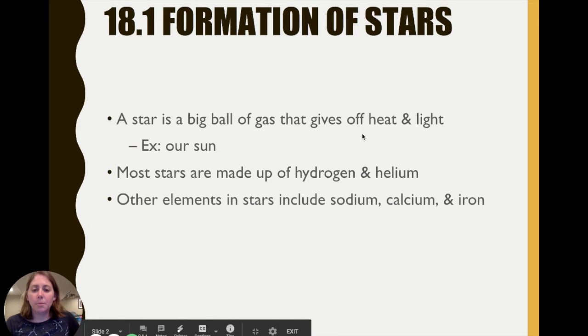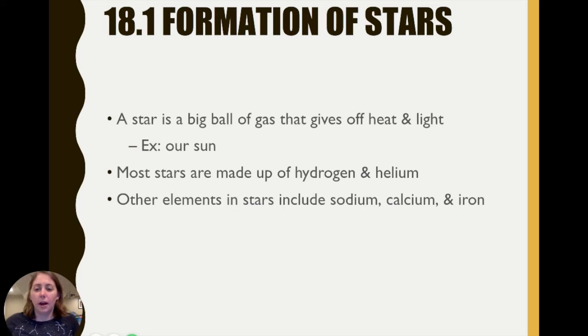So a star is a big ball of gas. It gives off light and heat because it's fusing. Our sun is an example of a star and is the closest star to us. A lot of people forget that our sun is in fact a star. Most stars are made up of hydrogen and helium. However, some stars can also contain sodium, calcium, and iron.